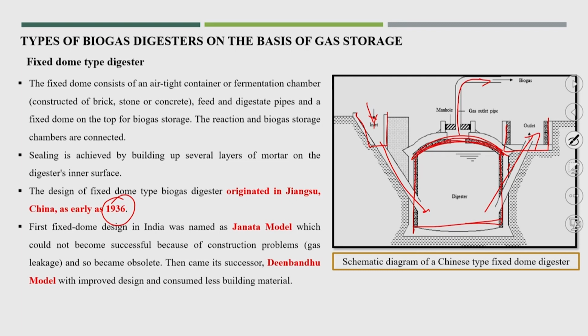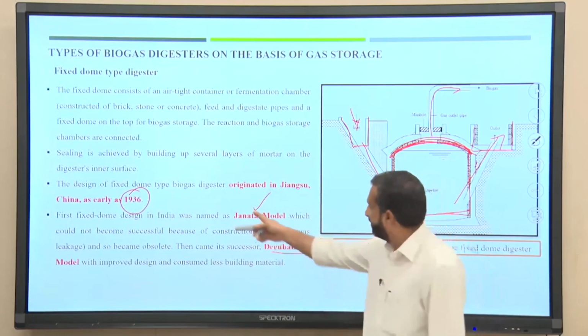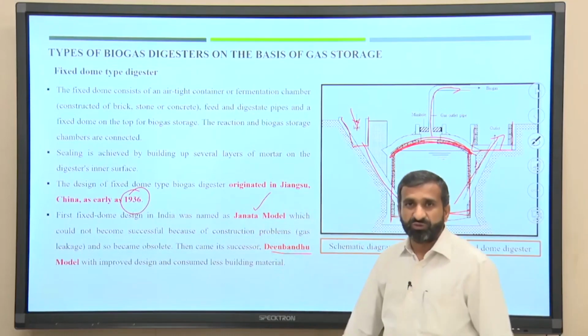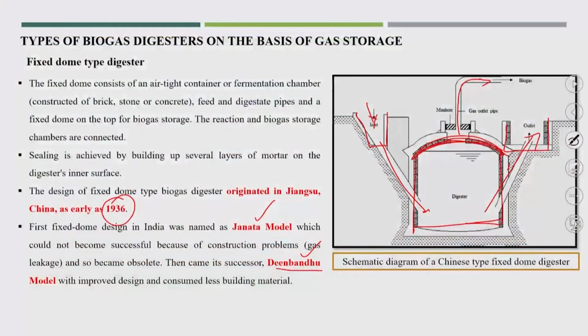That became obsolete, and then came its successor, the very popular Deen Bandhu model, with improved design, which consumed less building material. So remember these two points. The first model was the Janta model, similar to the fixed dome, and the modified one is the Deen Bandhu model.